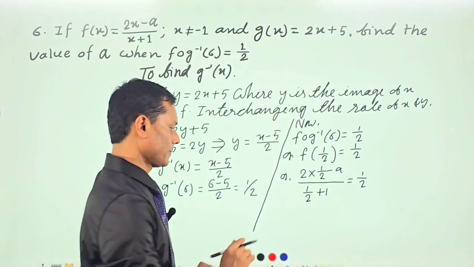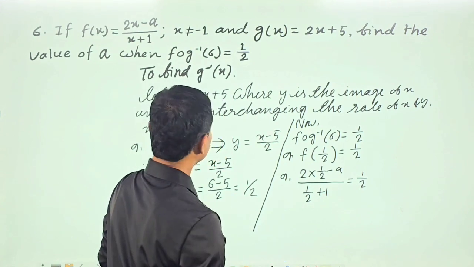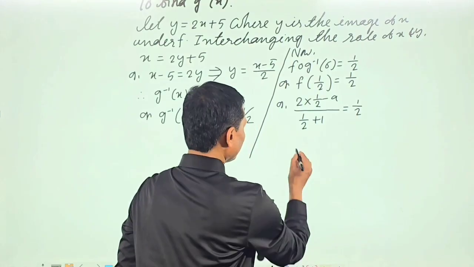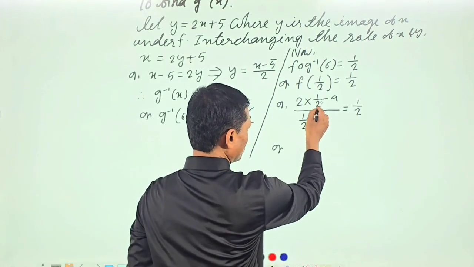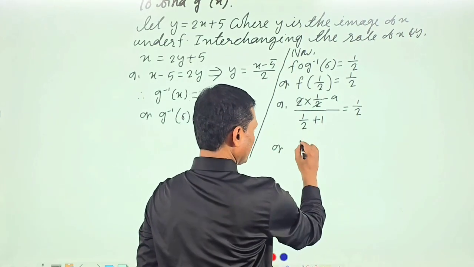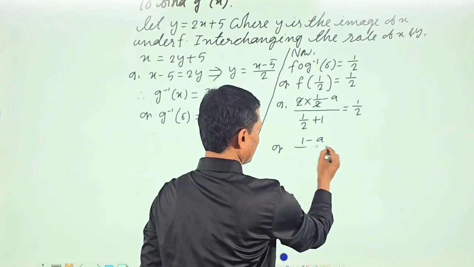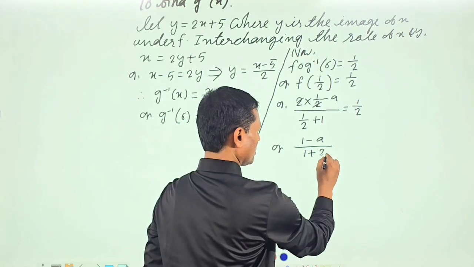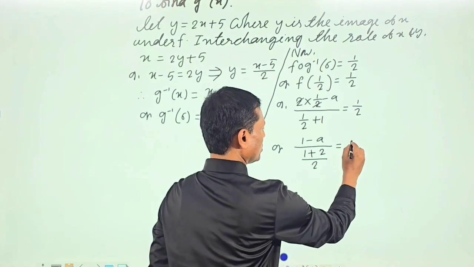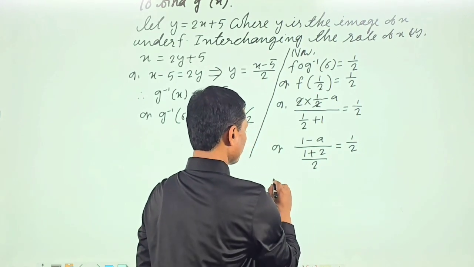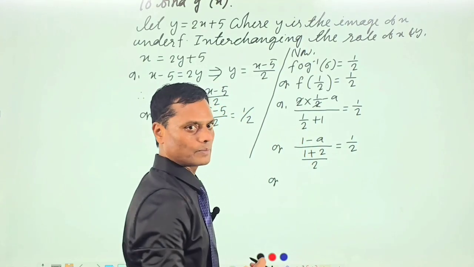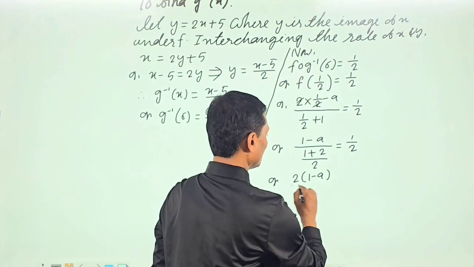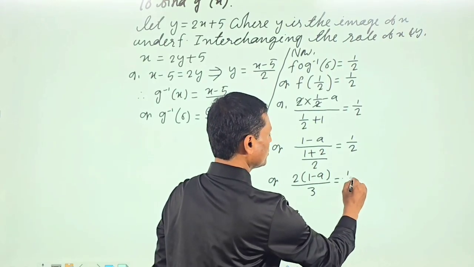Hope you are understanding. After that, have a look here. Just 2 and 2 will cancel. So we have here 1 minus a over here. See, 1 by 2 plus 1, so we can write it 1 plus 2 over 2, and that's equal to 1 by 2, isn't it? And now here this 2 goes up. So this becomes 2 times 1 minus a over 3 equals to 1 by 2.